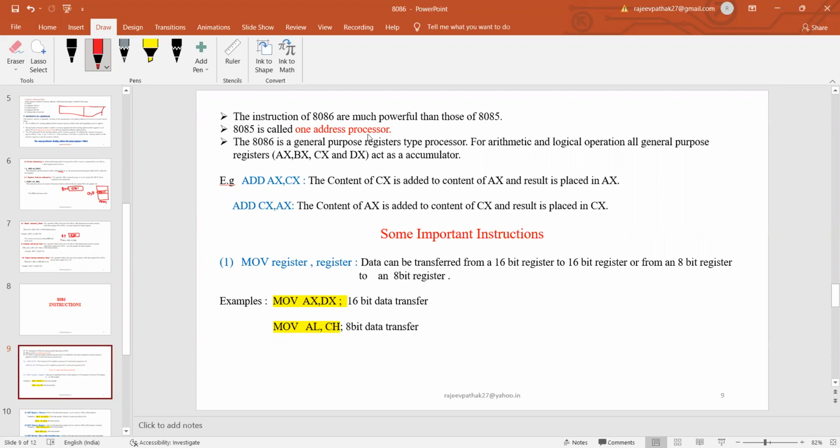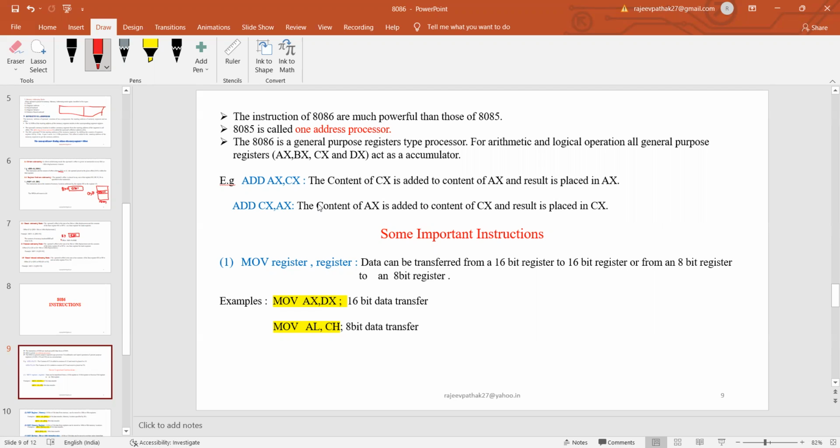But the 8086 has general purpose registers. For any arithmetic or logical operation, all general purpose registers can act as an accumulator. So in 8086 we have to specify both registers. For example, if you write ADD AX comma CX, it indicates the content of CX is added to AX and the result is placed in AX. That means we have to specify the addresses of both operands. But in 8085 we specify the address of only one operand. That's why 8086 is a two address processor.